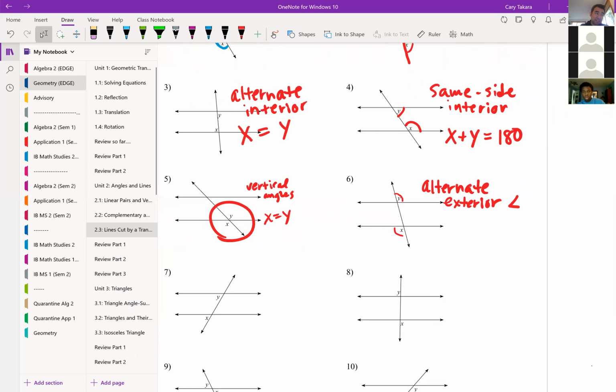Are they going to add up to 180? Or do they look like the same? I know we cannot always rely on how it looks, but what do they look like? Do you think X and Y are the same? Yeah, they are. That means X is going to be equal to Y. If X is 120 degrees, Y is going to be 120. They're going to be the same. 120 is just a made up number, by the way.